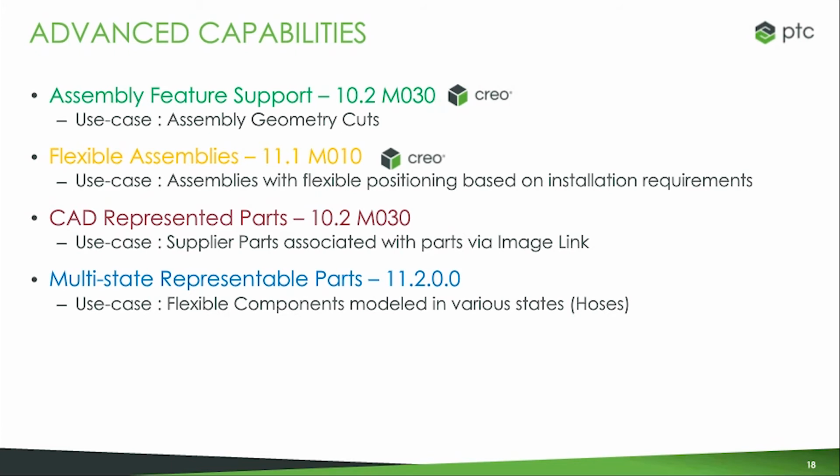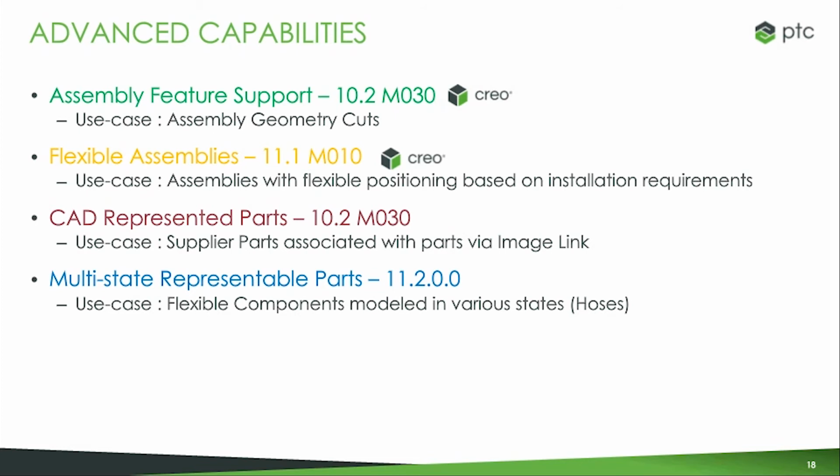CAD represented parts are a scenario where there's a part in my structure that I know for a fact doesn't match CAD, and I need to stop using the part structure and use the CAD structure instead. This has been available since 10.2 M30. It's been around a while. It's a really great capability that I think is underutilized to help force alignment and ensure accurate visualization.